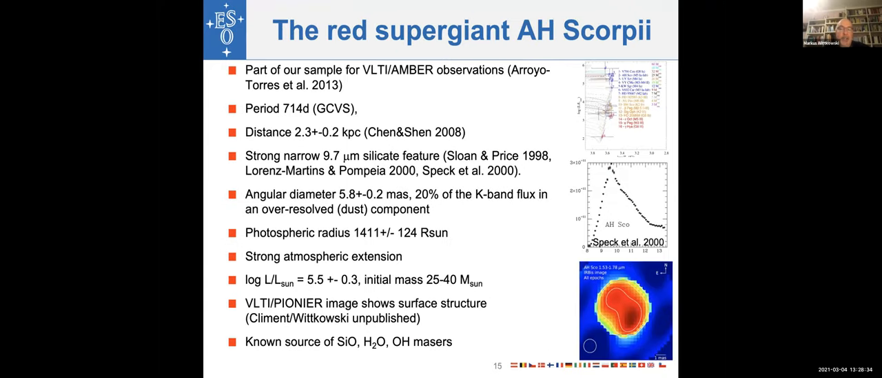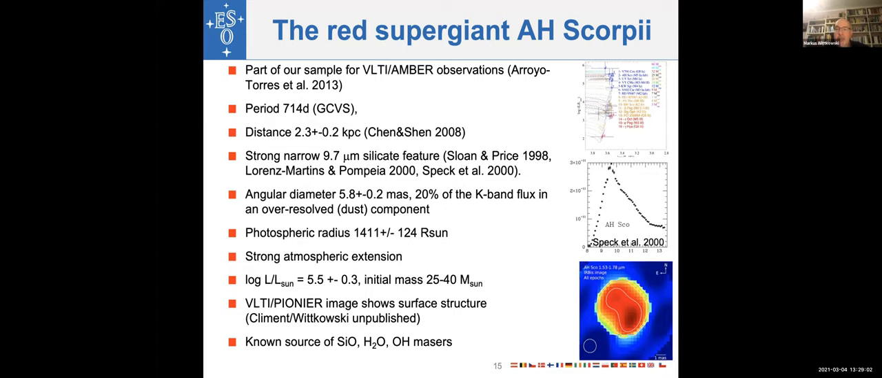Then I come to the Matisse observations, which is pretty much a work in progress. We observed the red supergiant AH Scorpii. It's part of our sample. We have a good distance. It's known to have a strong narrow silicate feature at 9.7 microns. We have a photospheric radius. We know it has a strong atmospheric extension. We previously had a Pioneer image that wasn't published because the UV coverage is not very good.